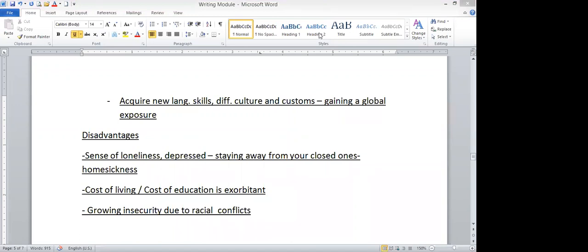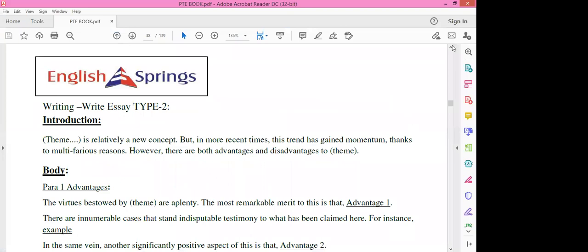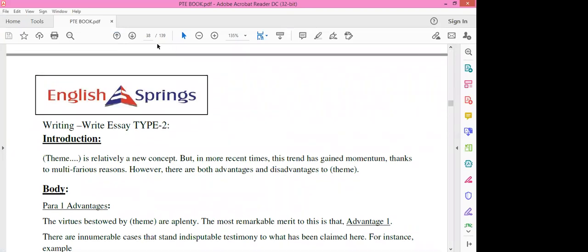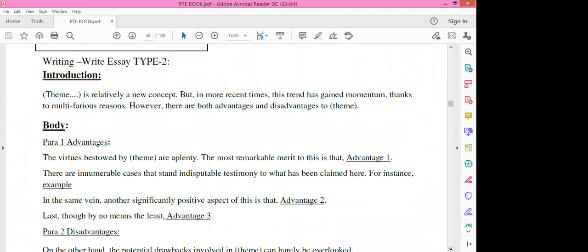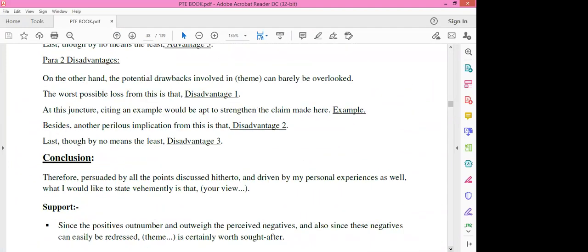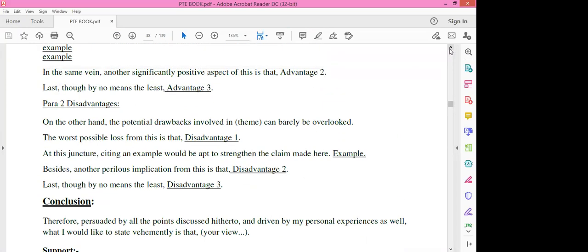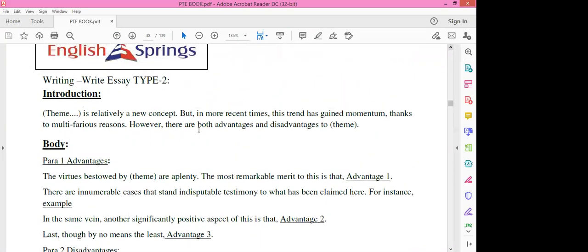In your PDF material, you must have got this template. It's on page number 38 of your PDF file, where the type 2 template is given to you. So: introduction, body paragraphs, and the conclusion. Do not write your subheadings. Please remember this, just write the paragraph. So first, the introduction paragraph starts with the theme paraphrased. This is the theme that you have to paraphrase in your own words and say is relatively a new concept.